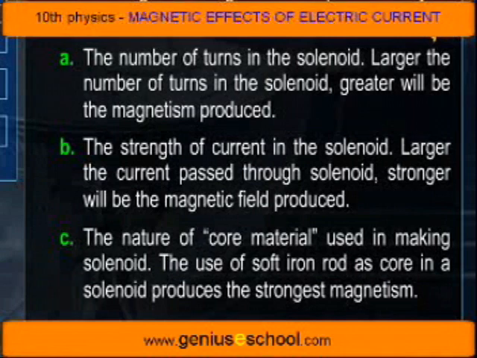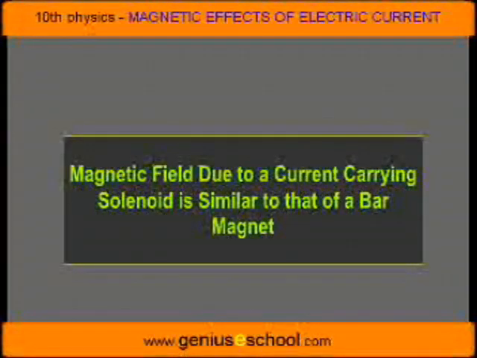The strength of current in the solenoid. The larger the current passed through the solenoid, the stronger will be the magnetic field produced. The nature of core material used in making the solenoid. The use of a soft iron rod as core in a solenoid produces the strongest magnetism. The magnetic field due to a current carrying solenoid is similar to that of a bar magnet.